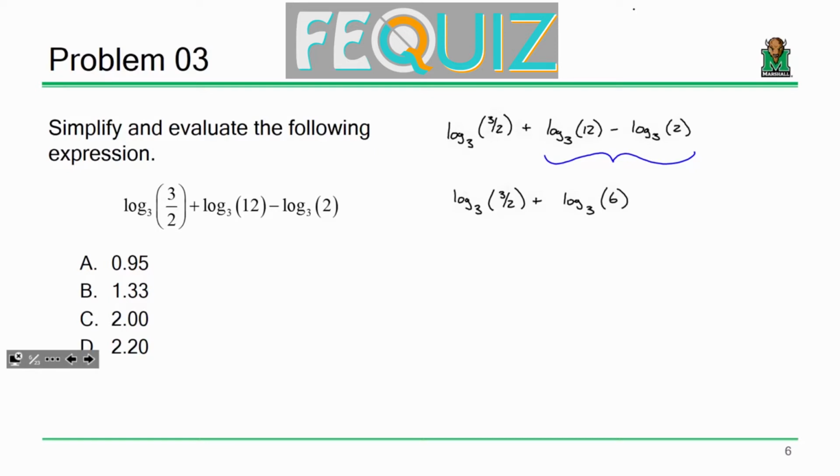Likewise, if I have the log of A plus the log of B, it is the log of A times B. So I propose then that we have the base 3 log of 3/2 times 6, which is the base 3 log of 9. Make sense?